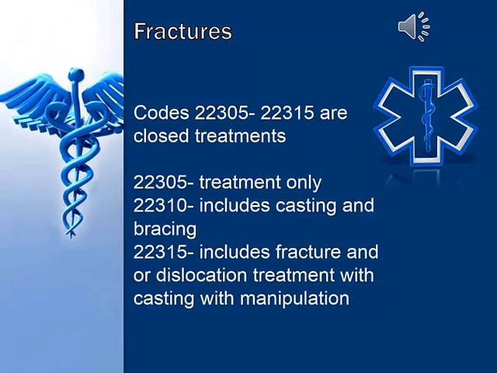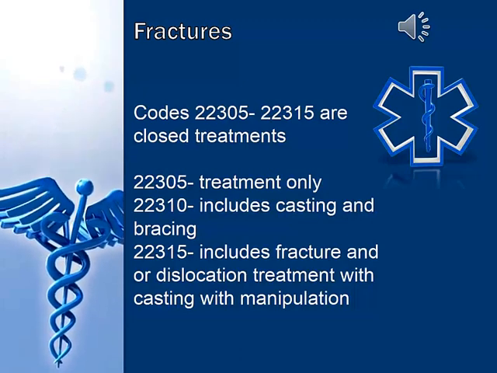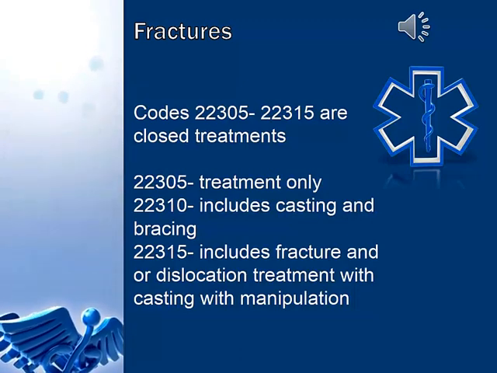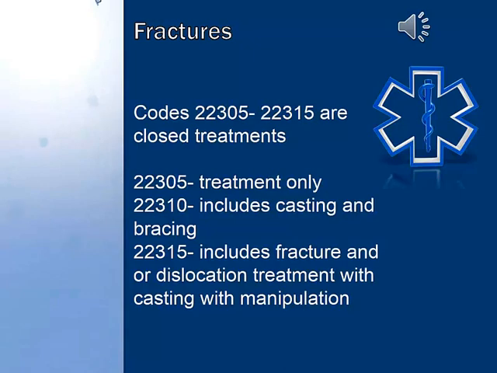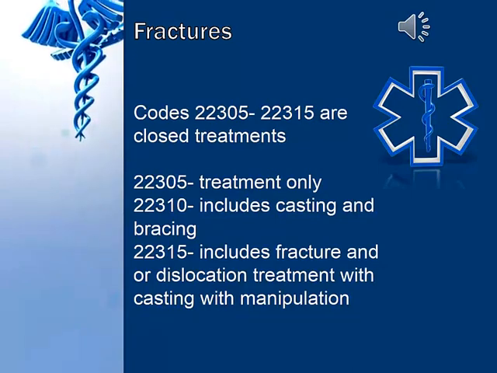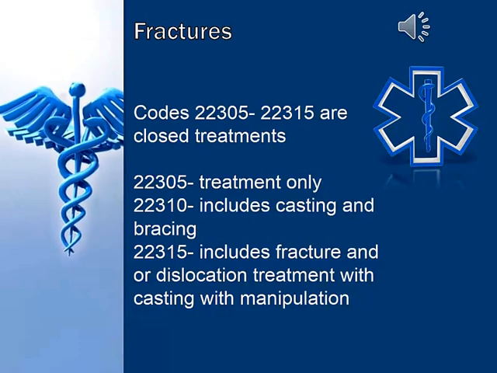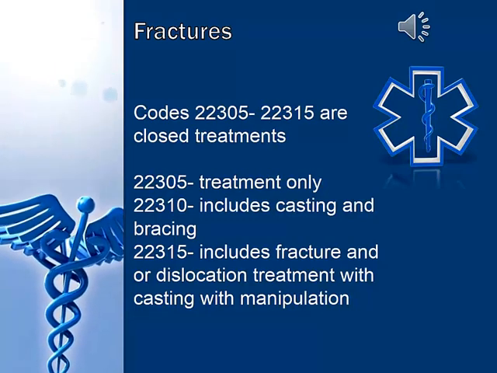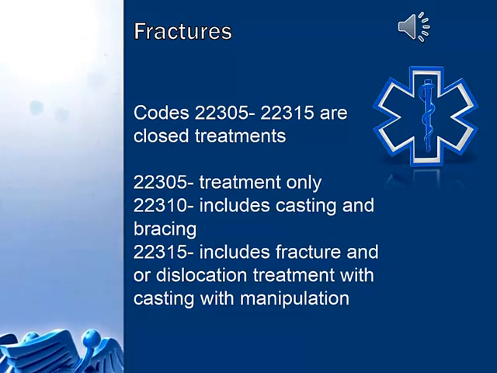22310 is for the vertebral body, and it does not include manipulation. And when we're talking about manipulation, we're referring to realigning the fracture into the way it's supposed to be aligned in the first place, the original alignment of that bone, okay? That's where you're reducing it. You're putting it back into place. Sometimes in procedural notes, you'll see the word reduction. Sometimes you'll see manipulation. They're one and the same.